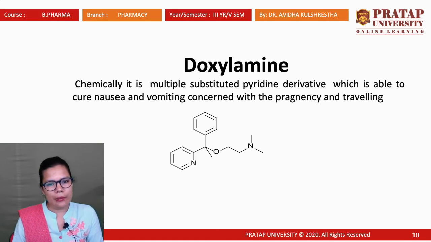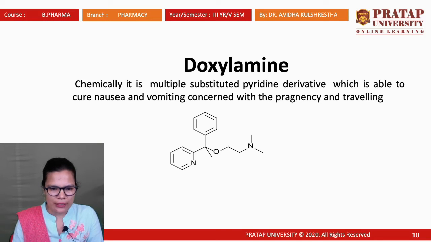Now we are discussing deoxylamine. Deoxylamine is a multiple substituted pyridine derivative which is able to cure nausea and vomiting concerned with pregnancy and traveling. So this is also a drug almost similar to the Benadryl structure. A slight difference from the structure of Benadryl we can find.